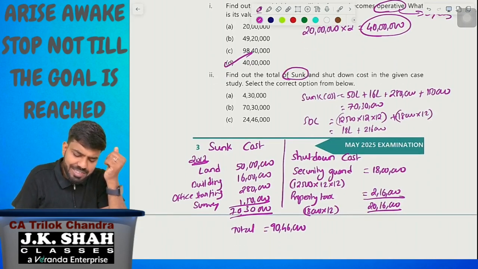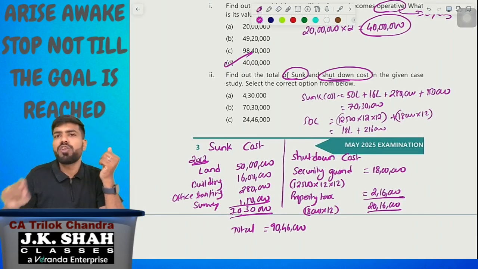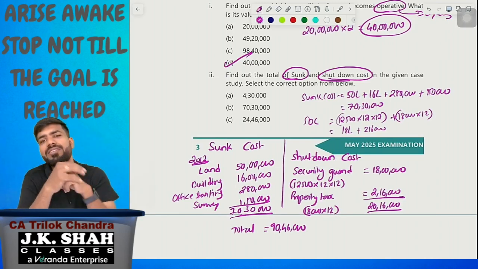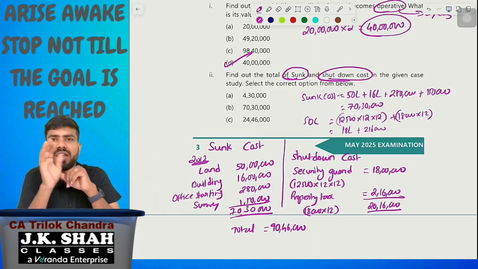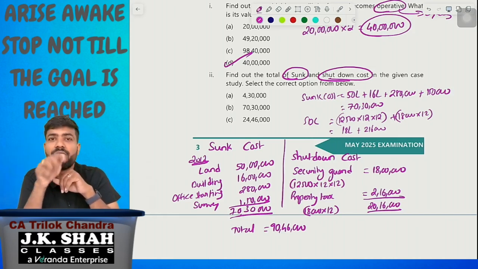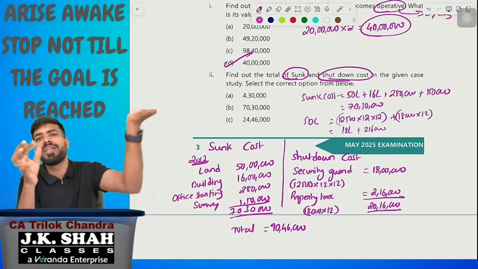Find out total sunk and shutdown cost. First of all, let us understand sunk cost and shutdown cost. What do you mean by sunk cost? We already discussed this. Sunk cost is the cost incurred in the past, historical cost. That is called sunk cost. What is the past in this scenario? 2012. Whatever cost incurred in 2012 is a sunk cost.